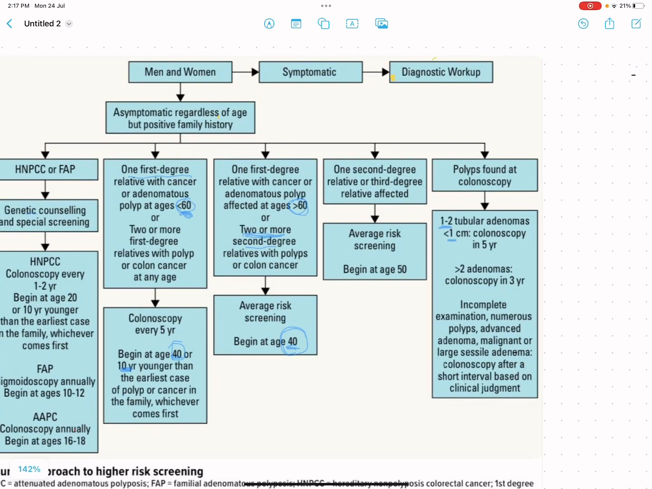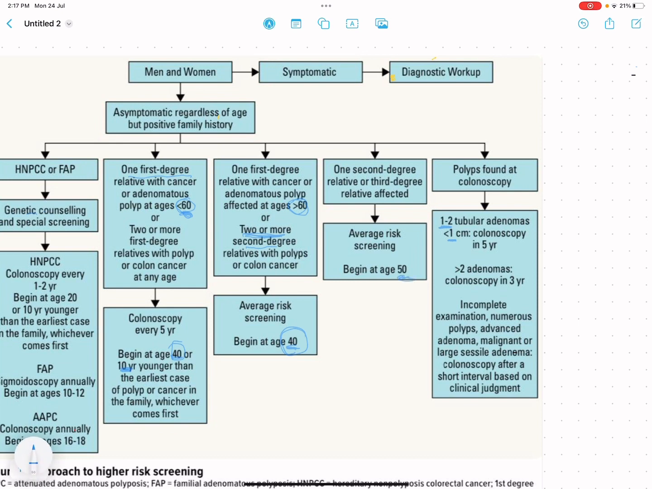In case the patient has 1 second-degree relative or third-degree relative affected with colon cancer, then there is average risk screening. So we are going to start the screening at the age of 50.